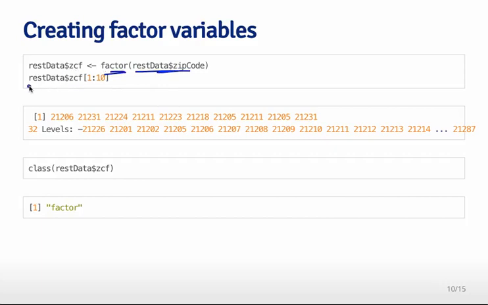which I'm calling ZCF. If I look at the first 10 values of ZCF, it shows me these values, and they look just like they did before. They look like the zip code values, but then it tells me how many different zip code levels there are. There are 32 different zip code levels, and if I look at the class of this variable, it's a factor variable.